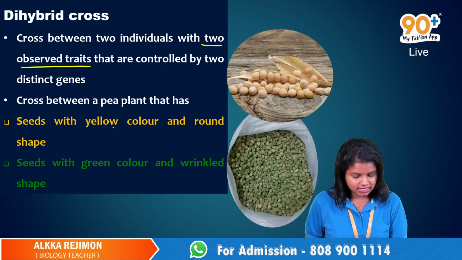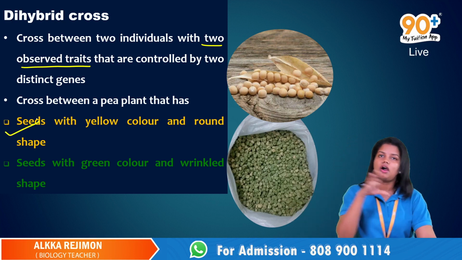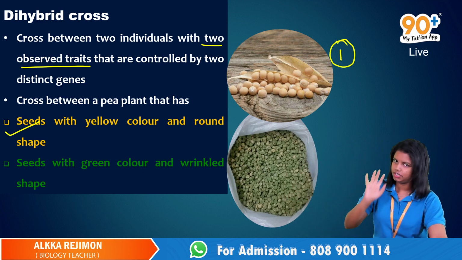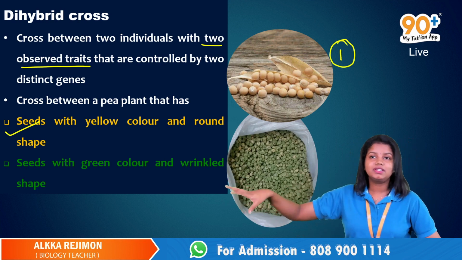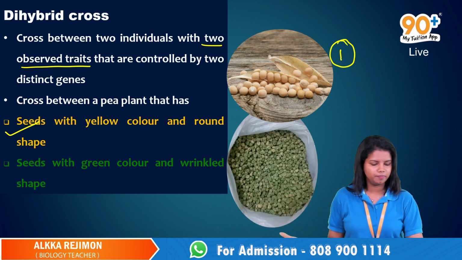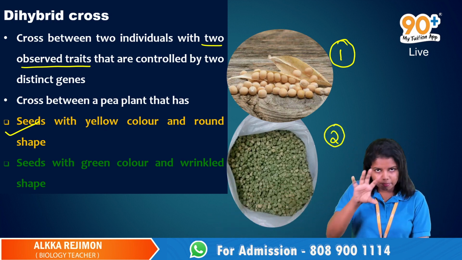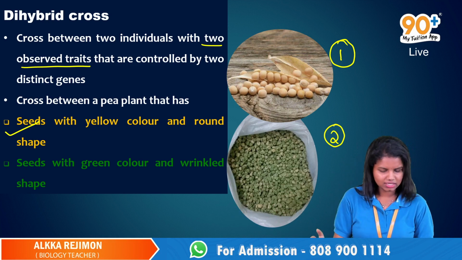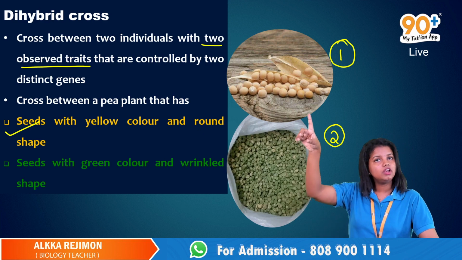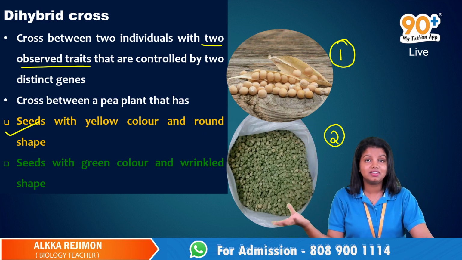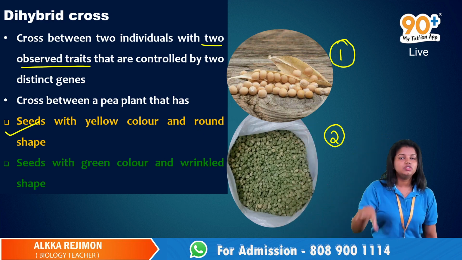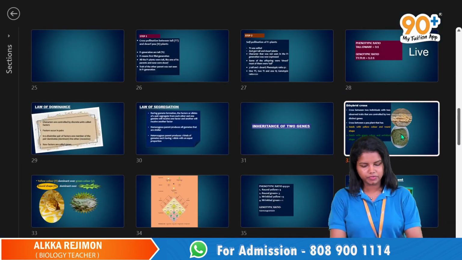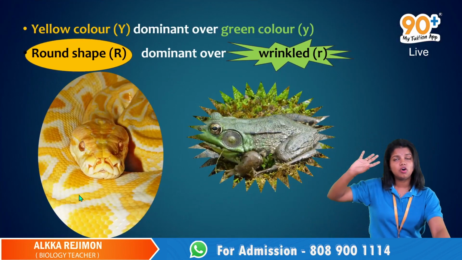One is seeds with yellow color and round shape. Second, seeds with green color and wrinkled shape. Wrinkled means not round shape type seeds. Okay, so here you can see a figure clearly. One is yellow rounded seeds and the other one is wrinkled green seeds. These are the two types of seeds studied for dihybrid cross. Keep it in mind. Now, this is a factor.